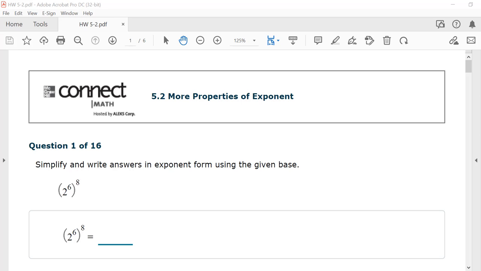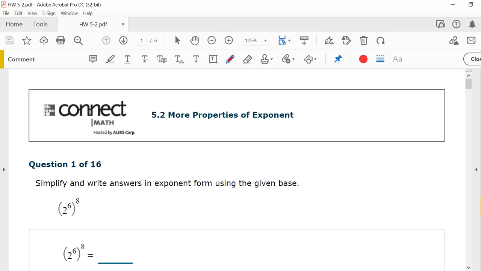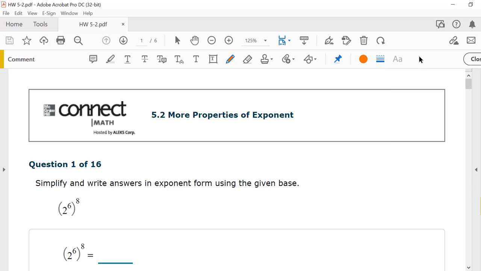Let's go look at the homework for section 5.2, more properties of exponents. Let's do a quick review on what properties you know so far. You should know that if you multiply like bases, a to the m times a to the n, you get a to the m plus n. You should also know that if you divide like bases, a to the m over a to the n, you subtract the exponents, a to the m minus n.